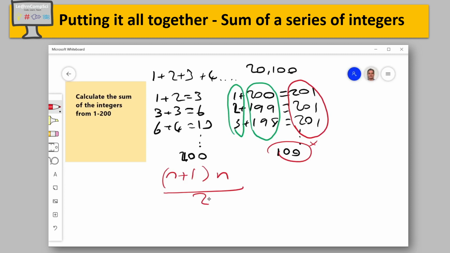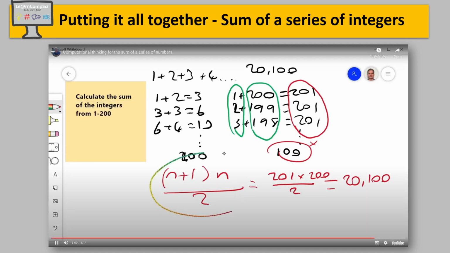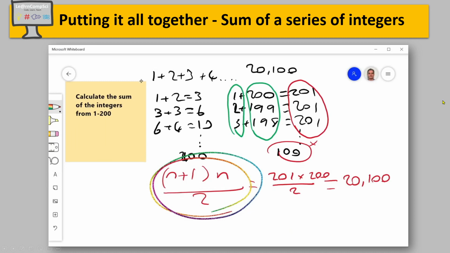And does that work then just by performing this sum once here? Well, so we've got 201 over 200 by 2, so that's 201 times 100 gives us our 20,100. So what we've managed to do here is by applying some decomposition, breaking the problem down into parts here, and then looking for patterns over there, and a little bit of algorithmic thinking, we've now just come up with a much better solution than what we started with at the beginning.